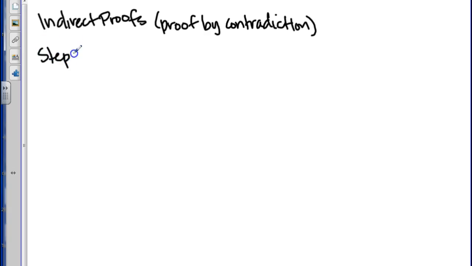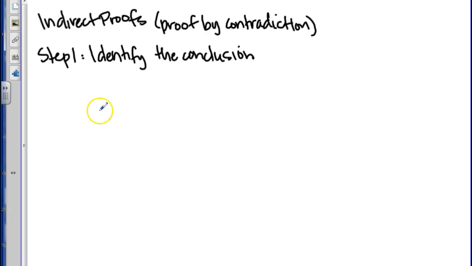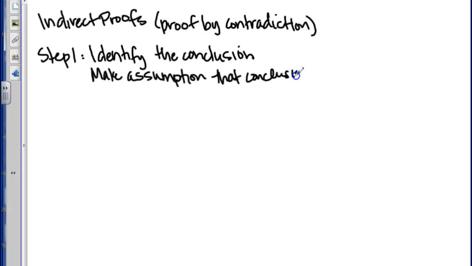Step 1. We are going to identify the conclusion. Remember, we did that with two-column proofs because that was our goal. And we are going to make the assumption that the conclusion is false by assuming the opposite of the conclusion is true.